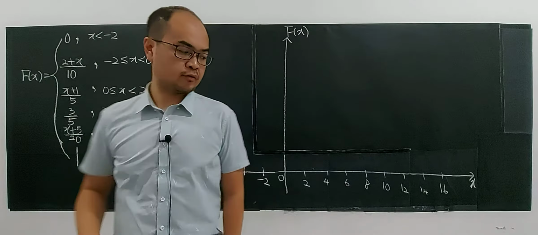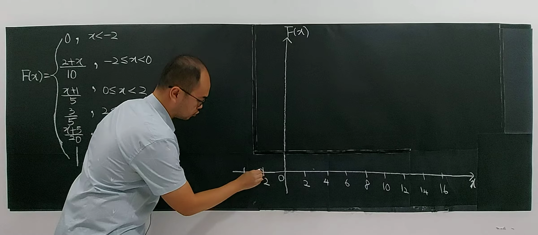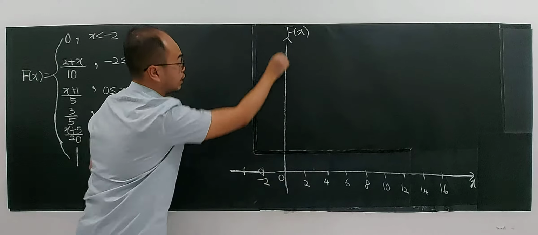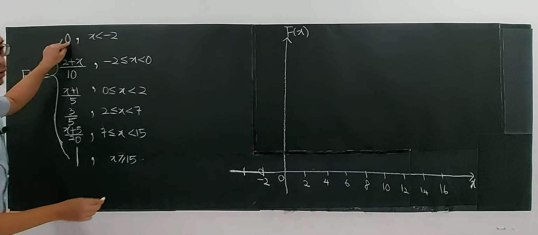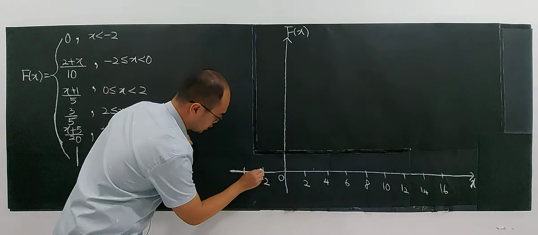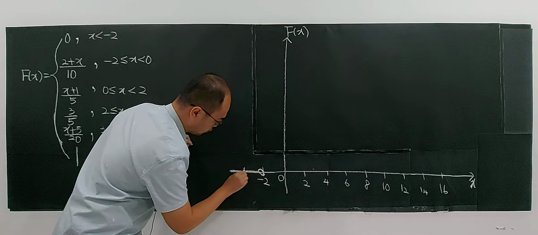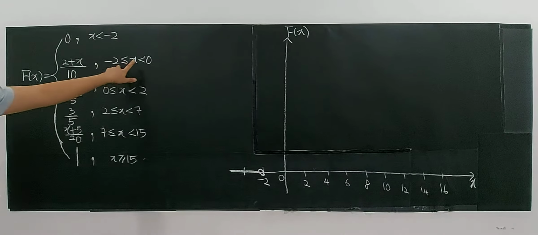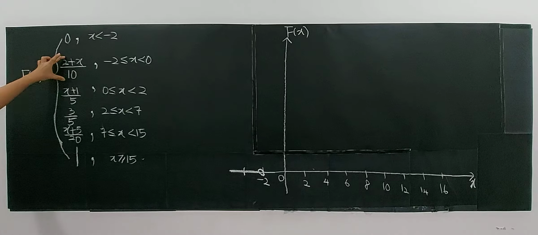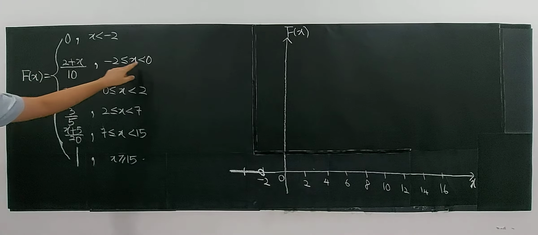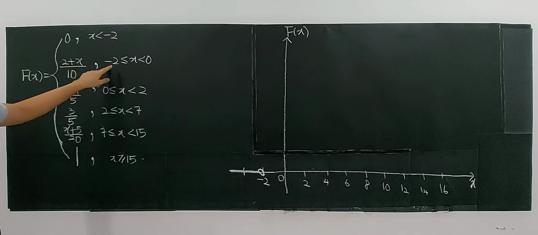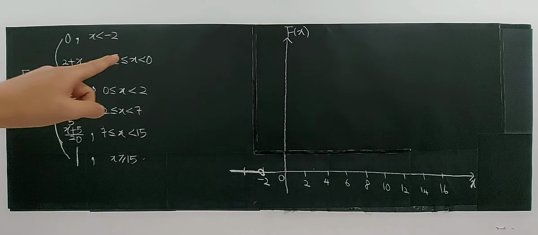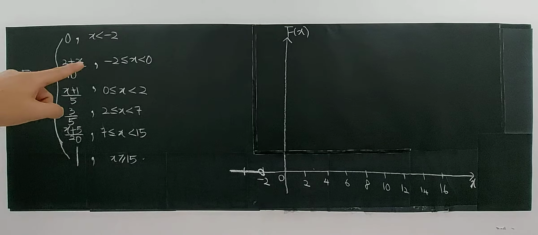Before -2, F(x) will be equal to 0, so there's an empty circle here. Before 0, F(x) equals 0. From -2 up to 0 is a linear function, so you can just use the boundary values to find two points and sketch the line. You substitute -2 here.